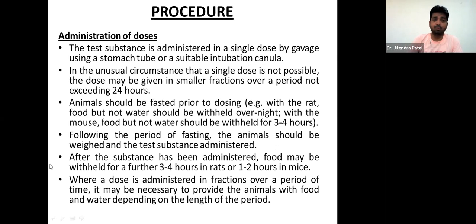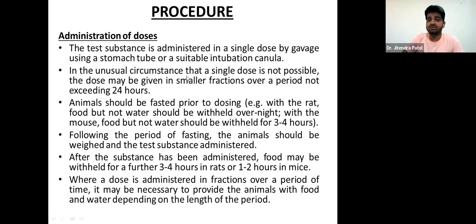Procedure is very important. Administration of dose, right? What is the route we have to take? The test substance is administered in a single dose by gavage using a stomach tube. There are feeding needles, available in different sizes, or a suitable intubation cannula which has a bend, and at the top there is a bulb, so that it will not scratch their mouth, their tongue, their tubes, right? After reaching the throat, slowly we can inject whatever chemicals or extract we want to give to the animal. That is what we have to take care of.